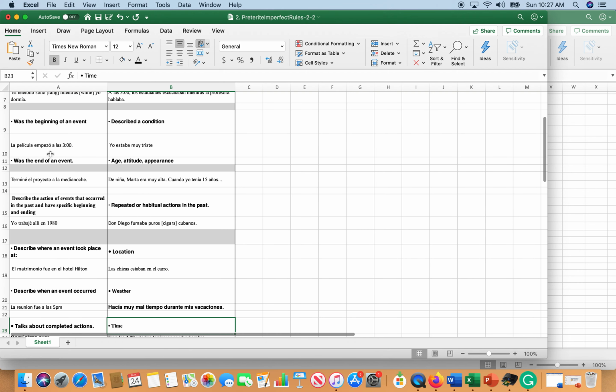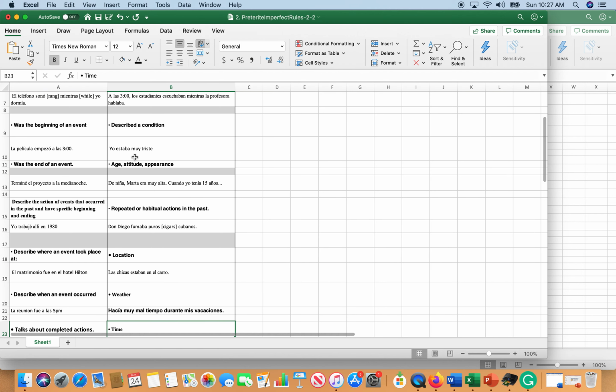Like right here, la película empezó a las 3 de la tarde, you will say, well, we're talking about time, and according to the rules, time is imperfecto. No, we're talking about that you watched the movie. Yes, that 3 o'clock is just to give you a time when you watched the movie. But really what it's telling me is that the movie already started. All right, we're not talking about the time.